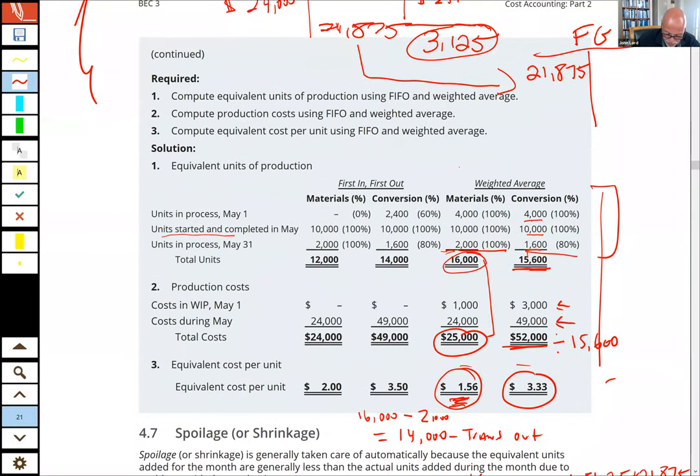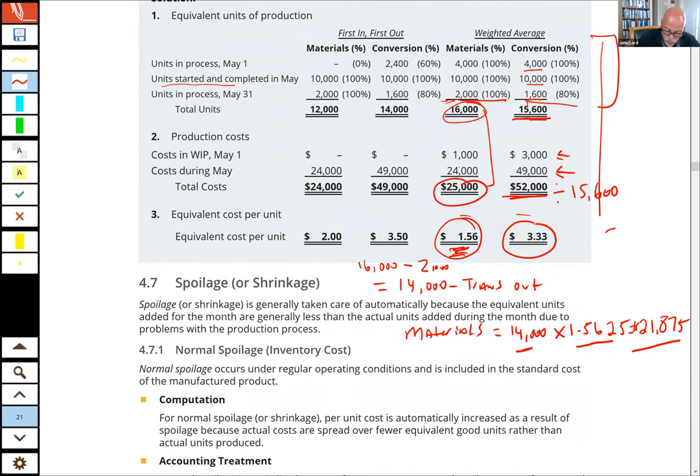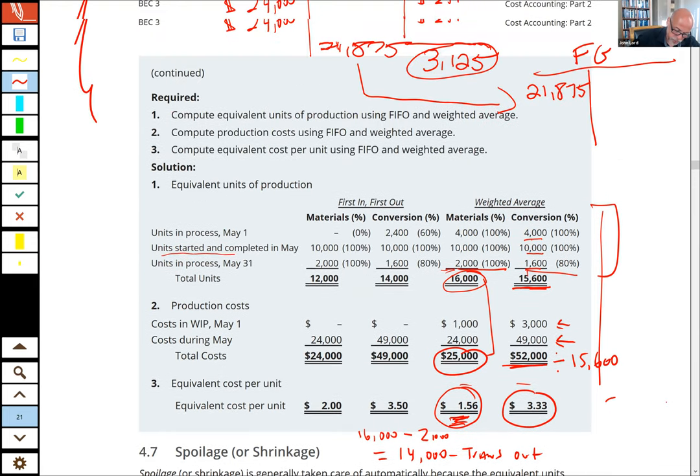Now, notice the ending balance comes along for the ride, but on the CPA exam, I don't want you to have to make a whole set of journal entries to figure this out. If they ask what the ending balance in work in process is for the materials, you would simply take the 2000 units still sitting in work in process, multiply by 1.5625, just for materials, and that gives you 3,125. Is that what our T account told us it should be?